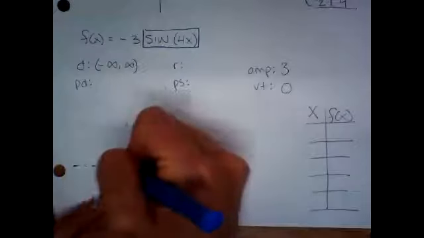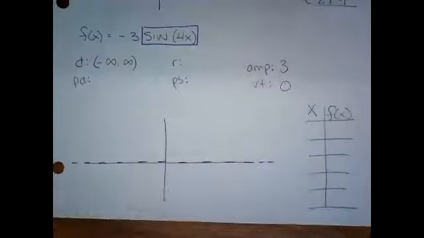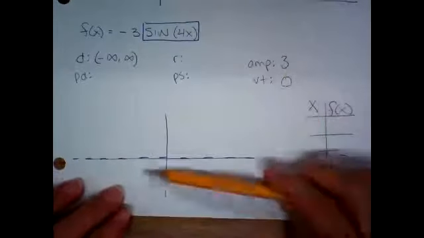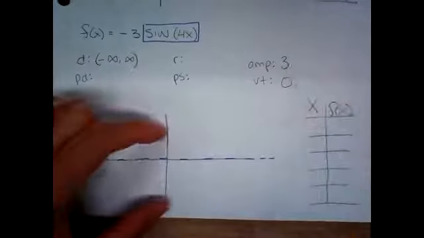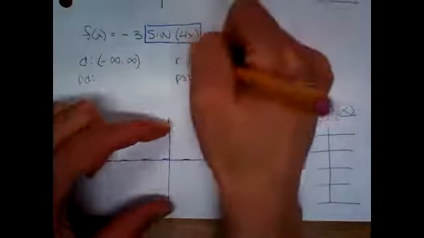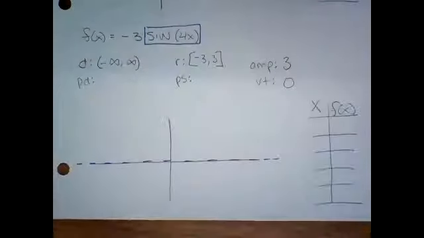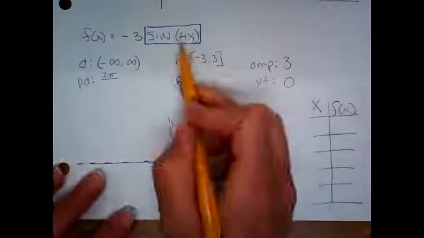So our center line is at 0. If you want to dot that in, you can. And we're going to go 3 below that and 3 above that. So what would our range be if we go 3 below and 3 above? Good, -3 to 3. All right, the period is 2 pi over whatever's in front of the x.